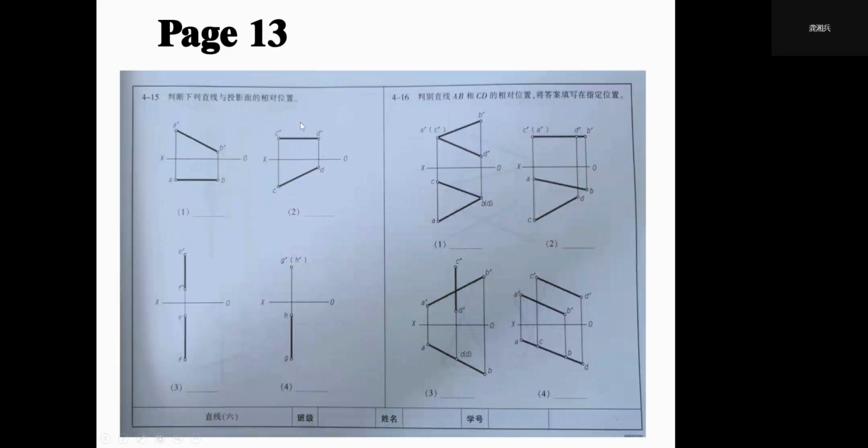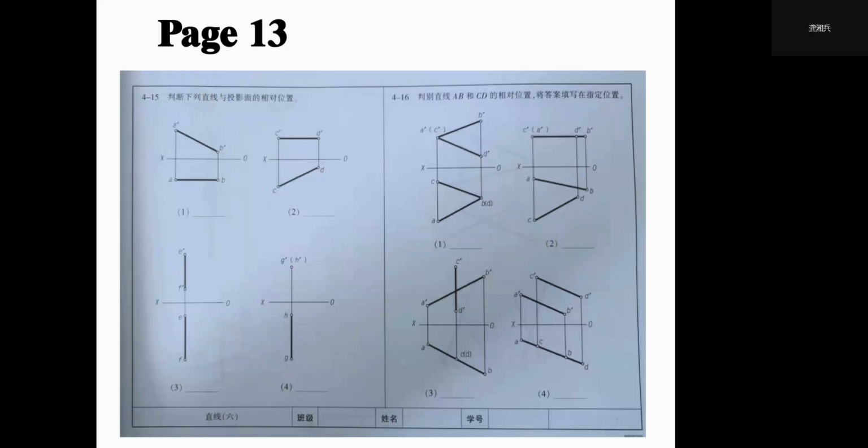So for the first one, page 13. How about the line with the projection plane? This one is related to the first question. Please tell me, how about the line AB? You don't have to complete the third projection. Why? This one is what kind of line? You only need two of them to find the answer. You don't need to complete the third one.